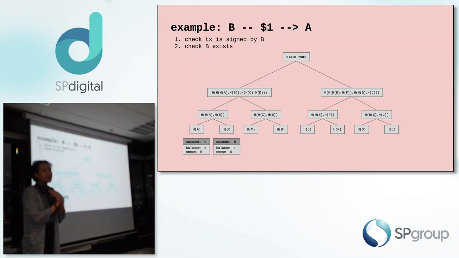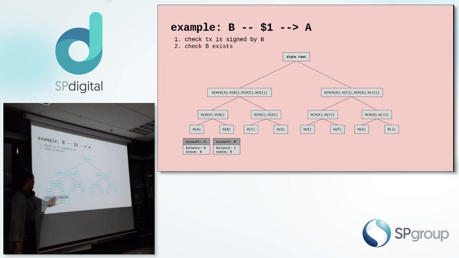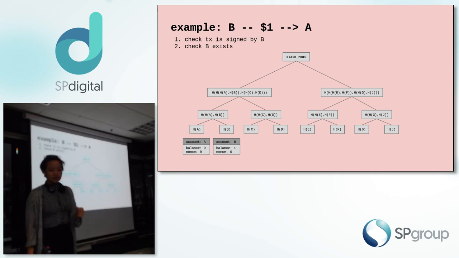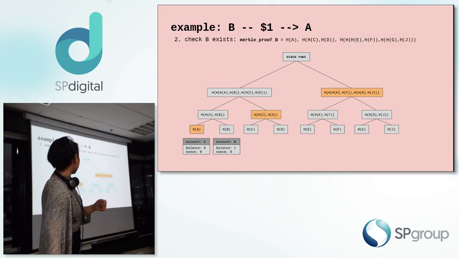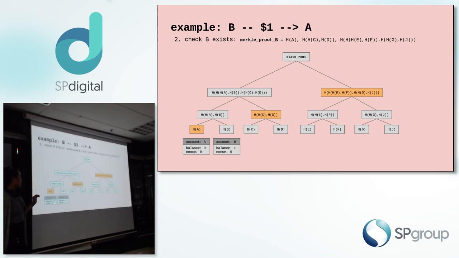I will take you through an example because that's the easiest way to explain it. Consider accounts A and B, and consider a transaction from B to A of $1, right? I'm going to take you through basically what our circuit should enforce. First of all, our circuit should check that the transaction was signed by the sender, and we can do this using signing and verification algorithms. Secondly, our circuit should check that the sender account actually exists in this state.